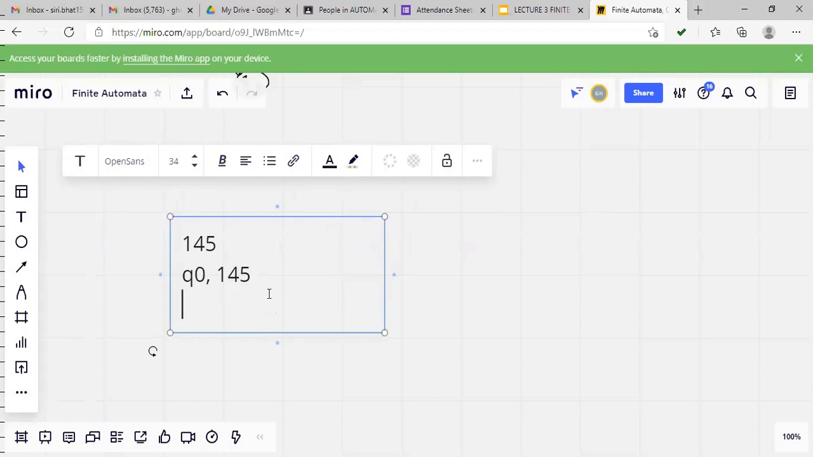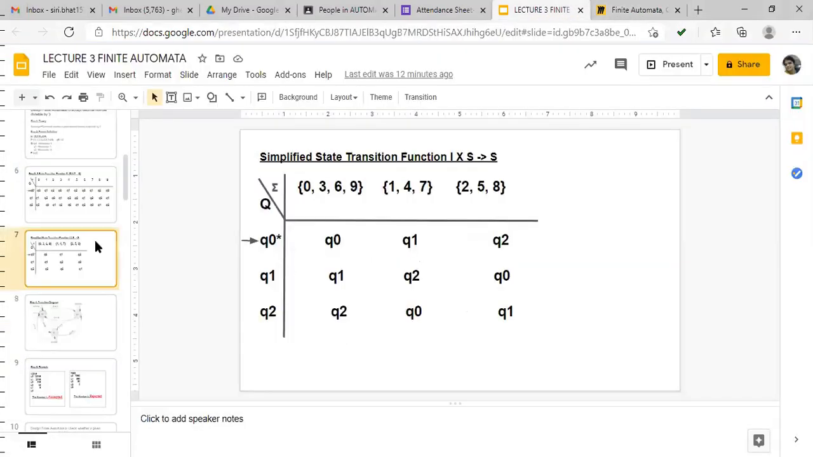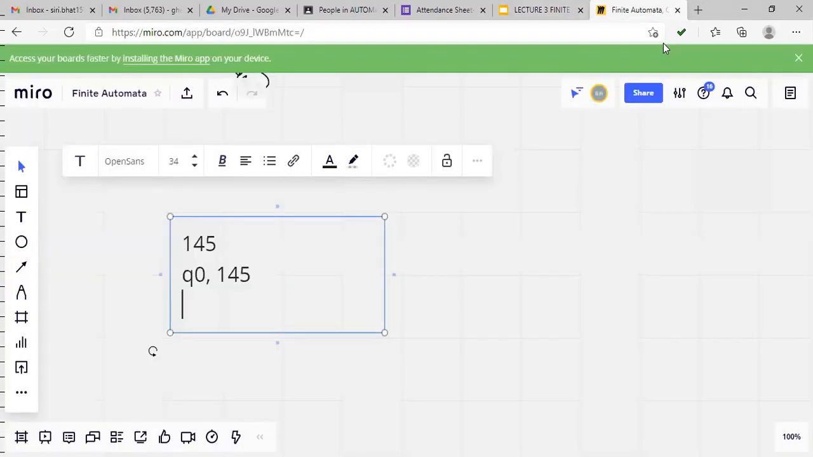So we have given the table for that. Now what is it reading? It is in the start state Q0 and it is reading 1. Q0 on 1, we'll move on to our state table and check. Q0 on 1, it is going to Q1. Okay, fine. So what will I write here? I'll write here Q1. Now 1 has been read, remaining is 45.